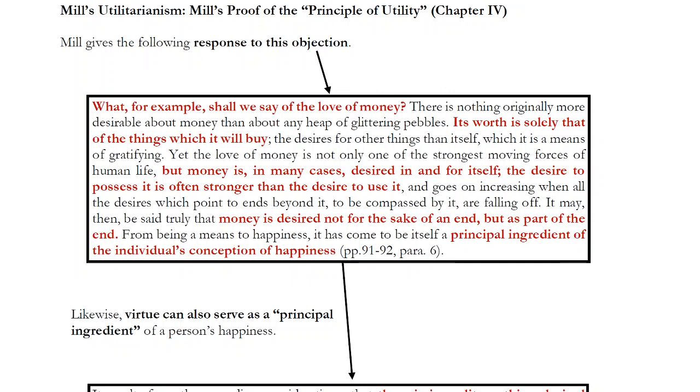And to be clear, I don't think Mill is saying that this is necessarily a good thing for that individual. I think that he has good reasons to think that we ought to have other things as principal ingredients of our happiness. His point just is that this doesn't show that pleasure isn't the only thing with intrinsic value. It's just that for this person, hoarding money is an absolutely necessary ingredient of them experiencing pleasure and being happy.